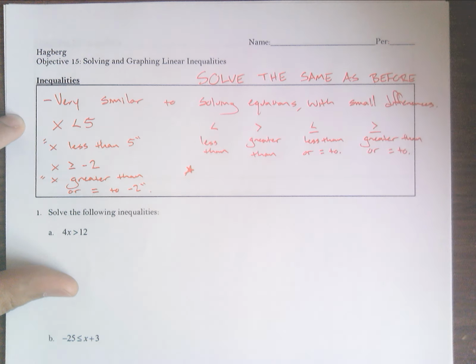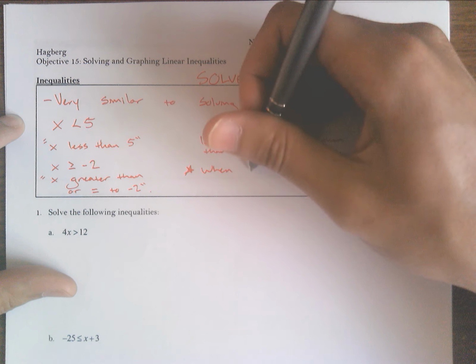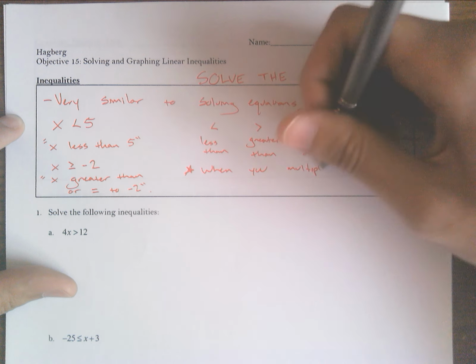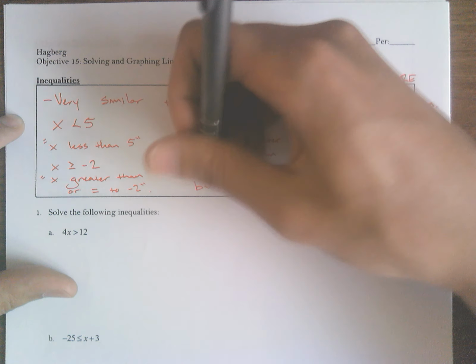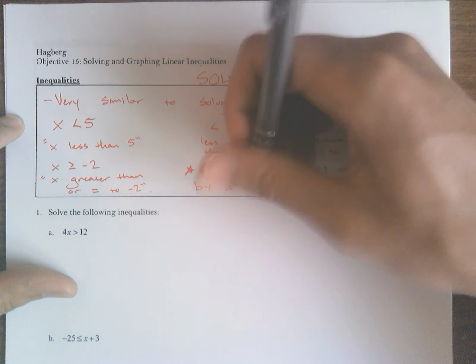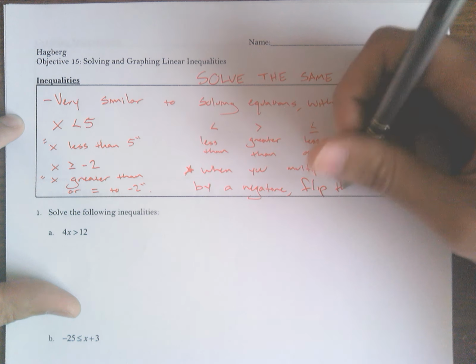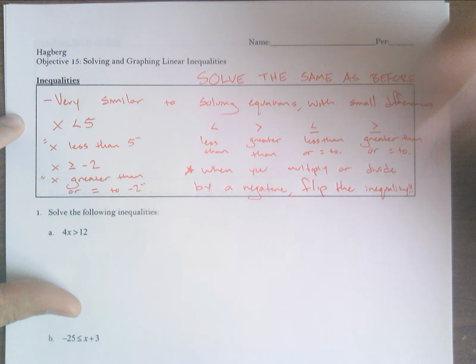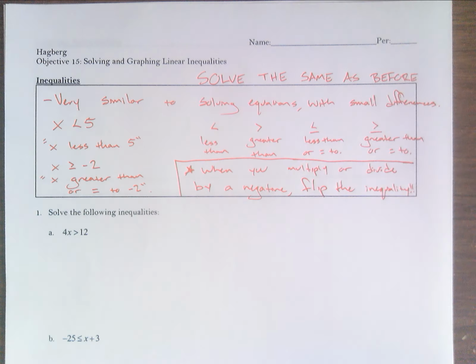One final note, this is one of the small differences that we'll see with inequalities. You can put a star next to this, very important. When you multiply or divide by a negative, flip the inequality. Circle that, put a star next to it. That becomes very important, so I'll talk about what that means in one of these examples.